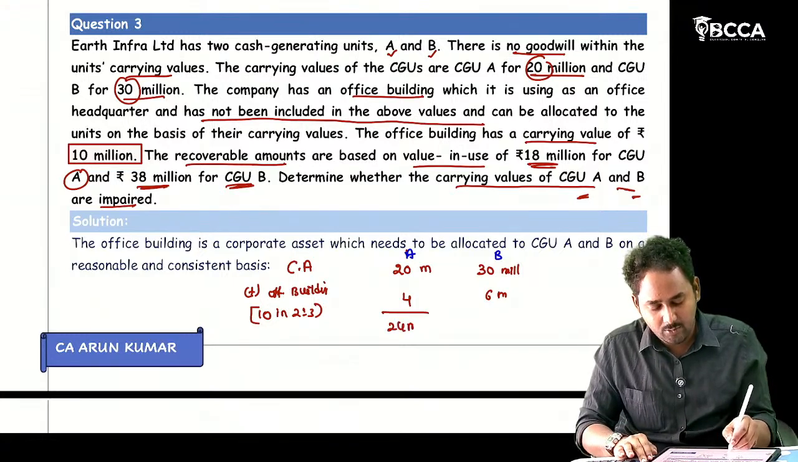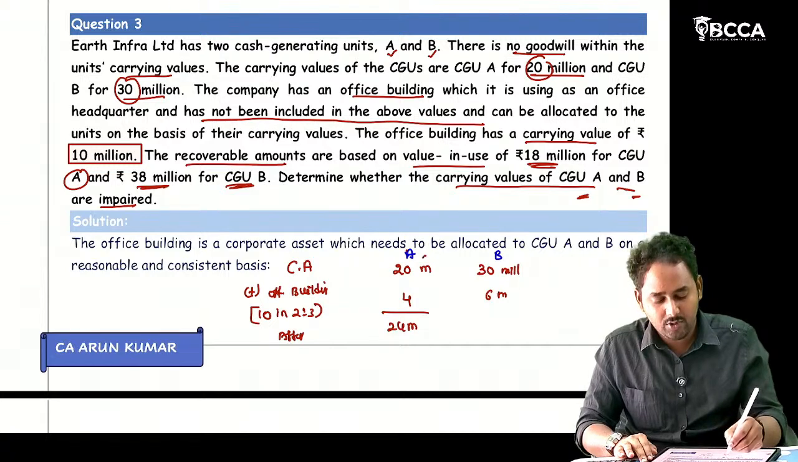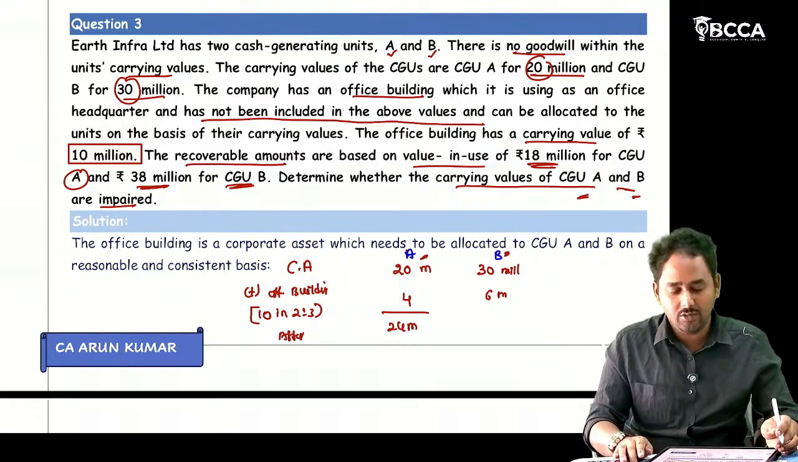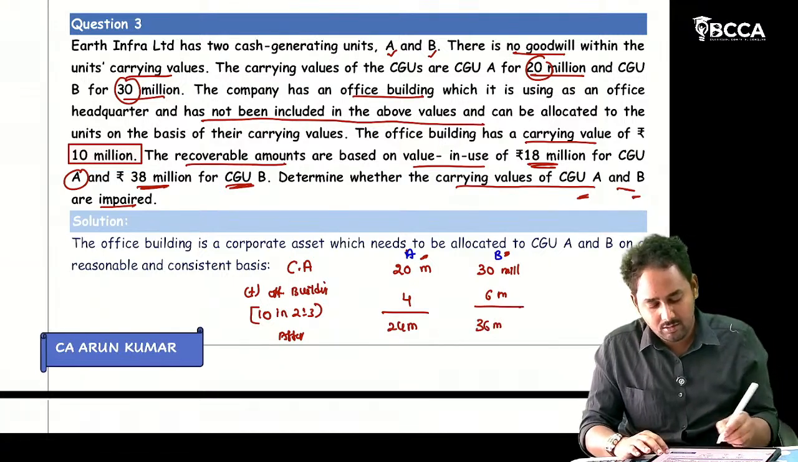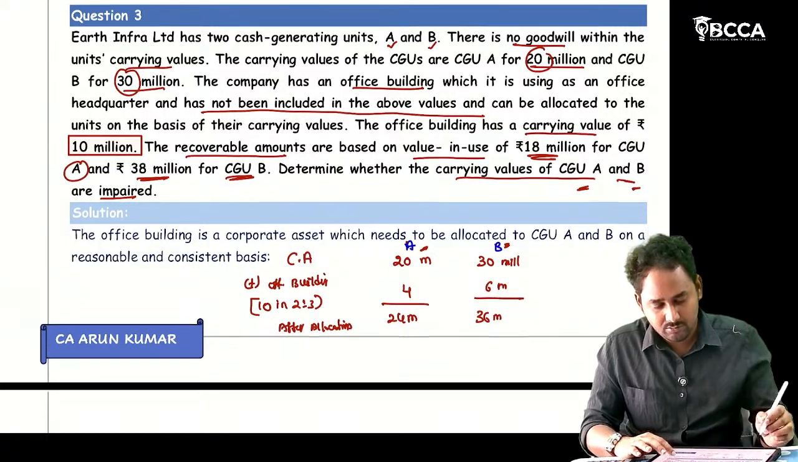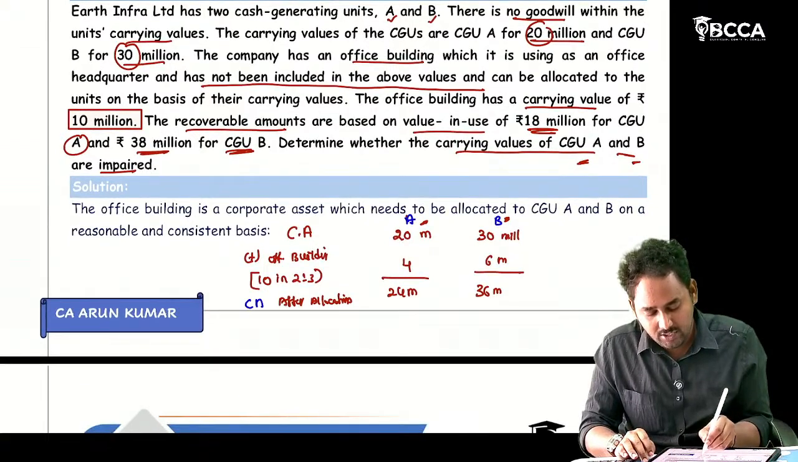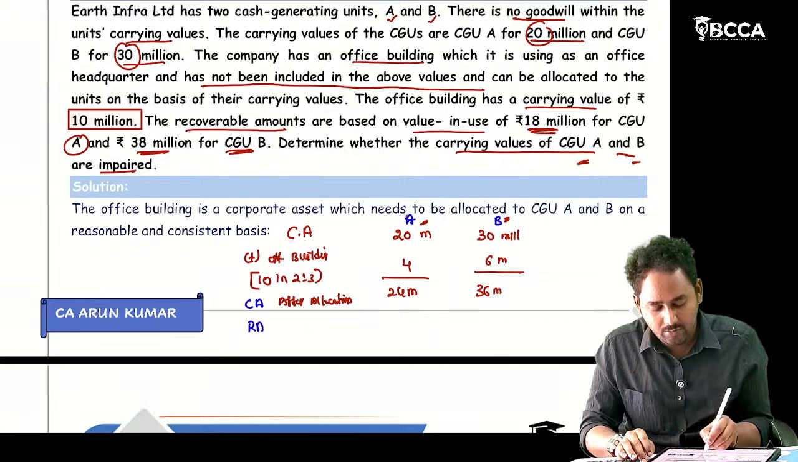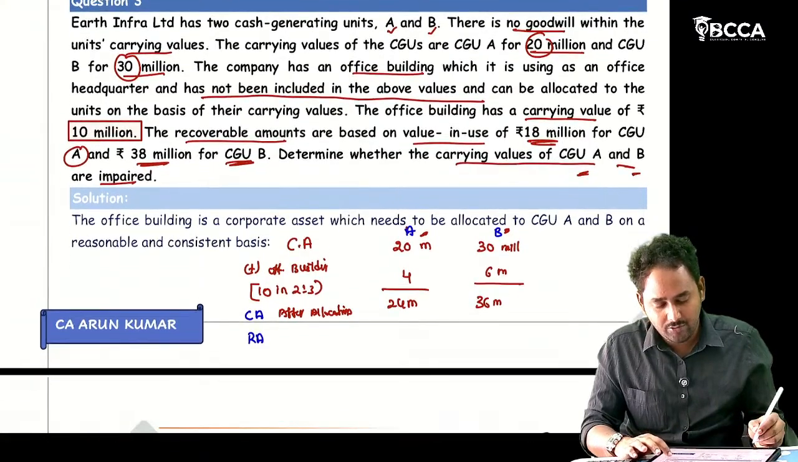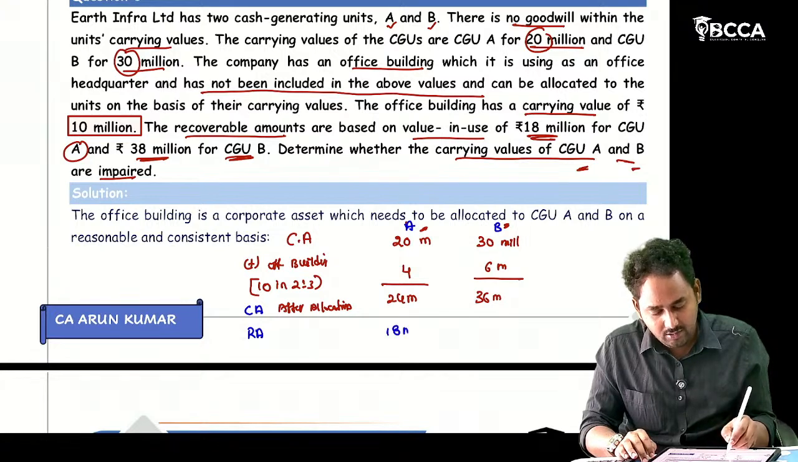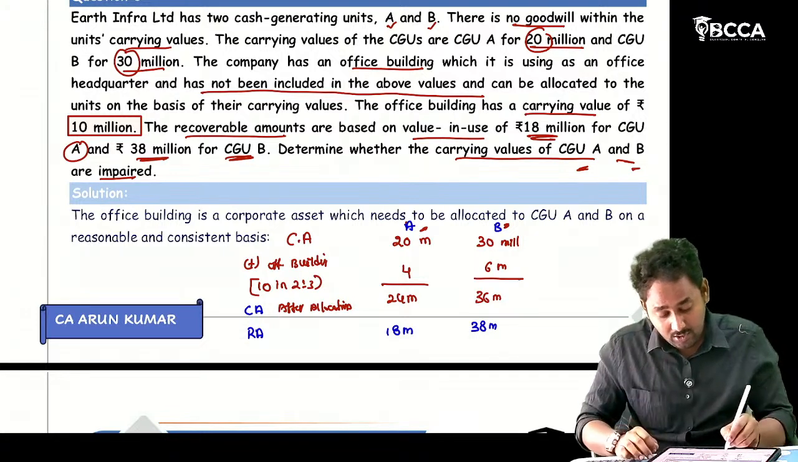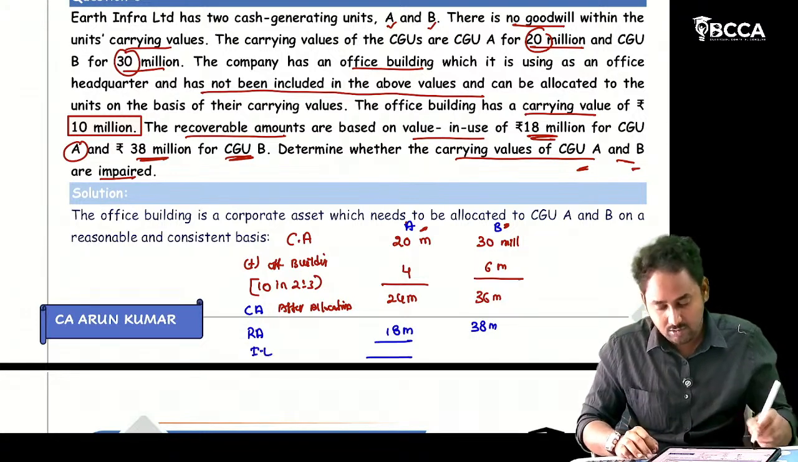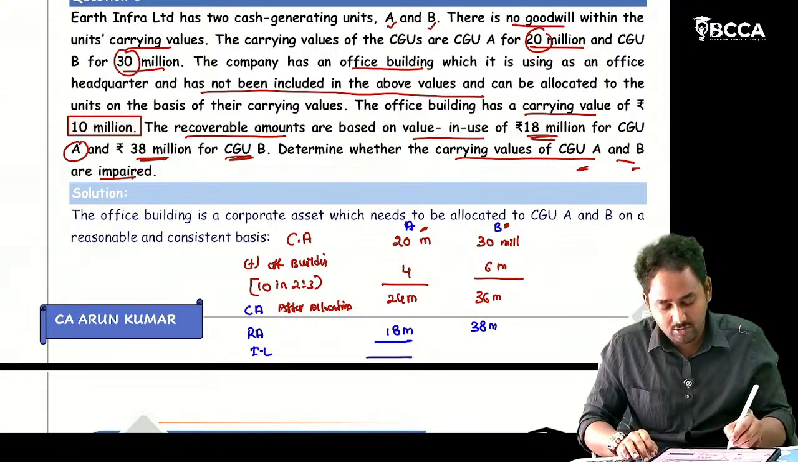So what is the carrying amount of CGU A and B after allocation of the administrative building? 24 million for A and 36 million for B after allocation. Now I need to compare these with the recoverable amount. The recoverable amount of A is 18 million and B is 38 million. For A, the impairment loss is 24 minus 18, equal to 6 million.